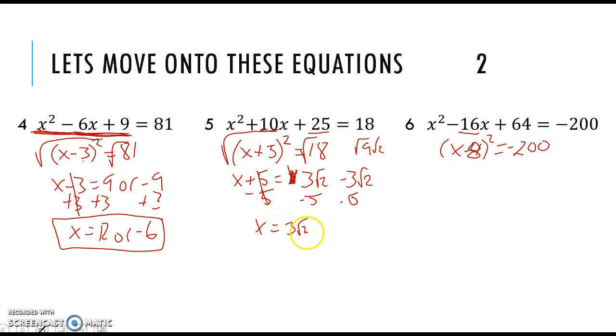3 radical 2 minus 5. And then here I would have negative 3 radical 2 minus 5. Although I would probably write it like this. X equals negative 5 plus 3 radical 2 and negative 5 minus 3 radical 2.